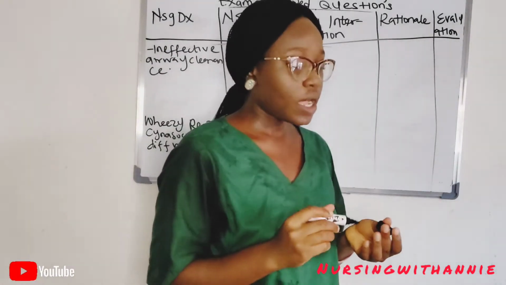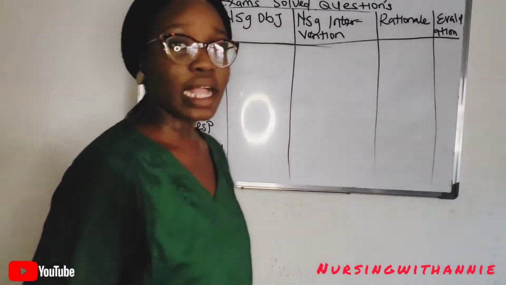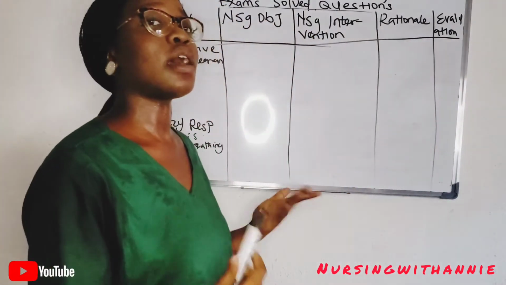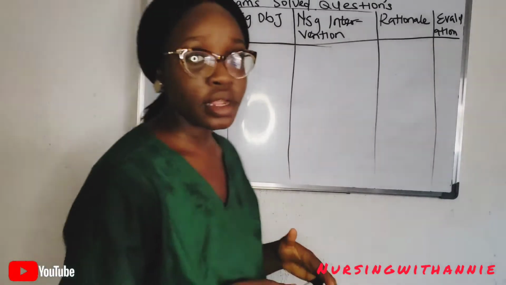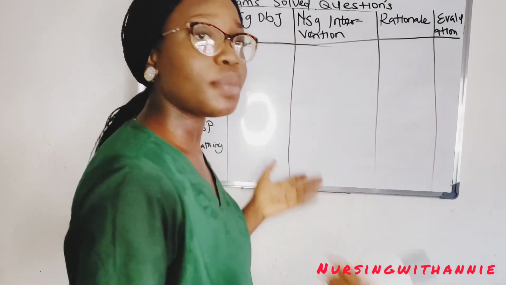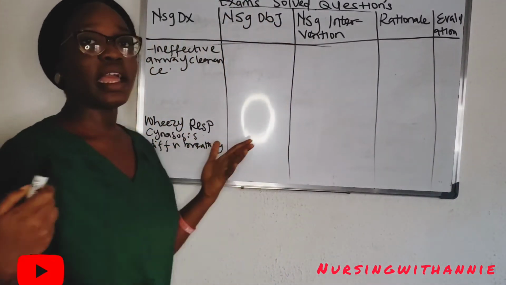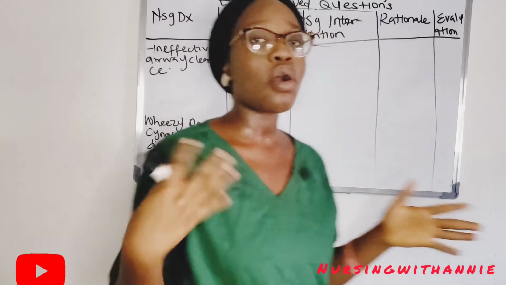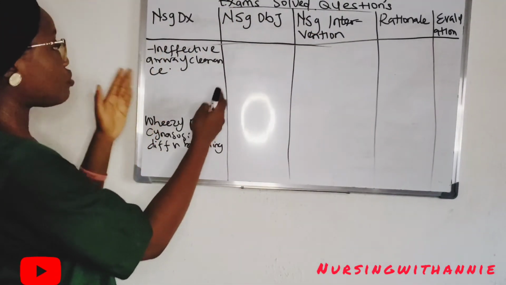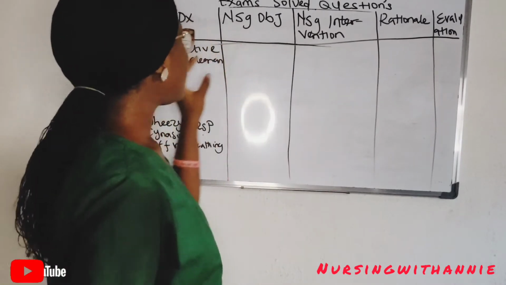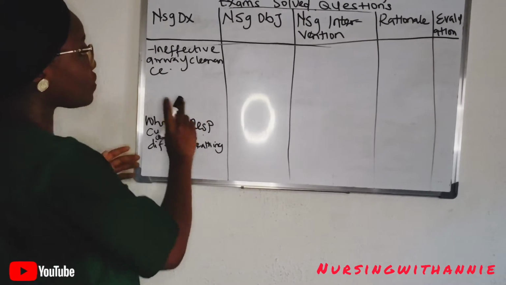One thing you should do as a nursing student is to master conditions and their peculiar nursing diagnoses that come with them. For respiration, we have ineffective airway clearance, we have ineffective breathing pattern, we have acute pain, we have disturbed sleep pattern. All those things come under respiration, like respiratory diseases. So the first one I'll be using is ineffective airway clearance.